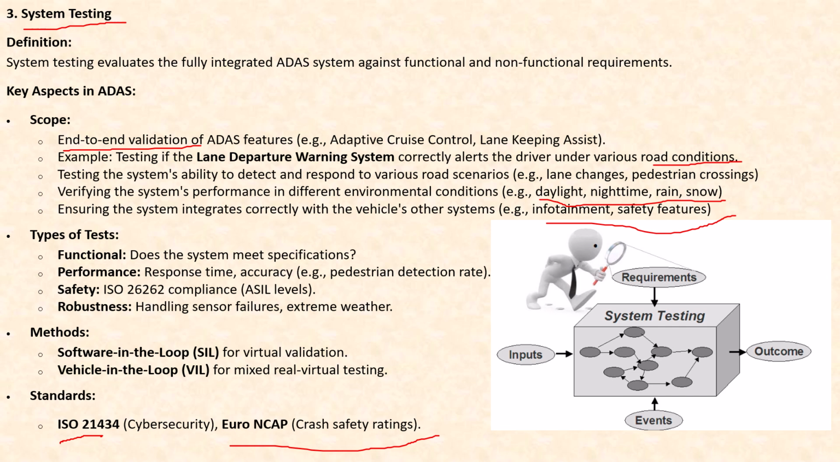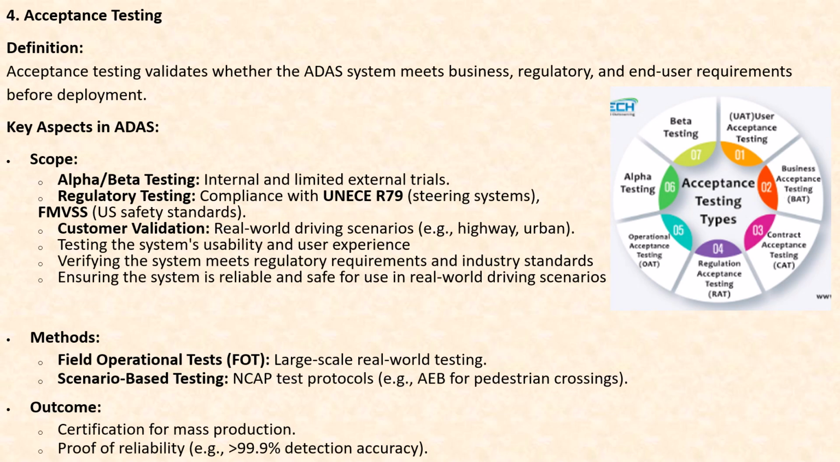Okay, now let's see the next type of testing. Last but not the least, this is acceptance testing. Actually, I would say this is the bread and butter for all the OEMs and tier 1s. It is only after this acceptance testing is completed that a tier 1 can submit its particular functionality to the OEM. Alright, now what is this acceptance testing? Well, as the name itself suggests, acceptance testing validates whether the ADAS system meets the business, regulatory and end user requirements before deployment.